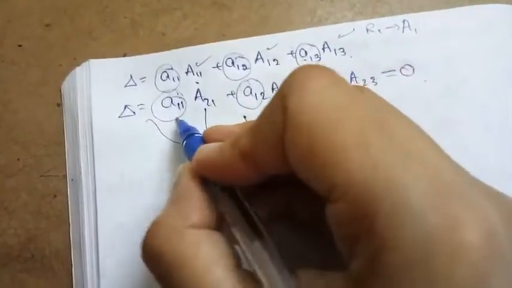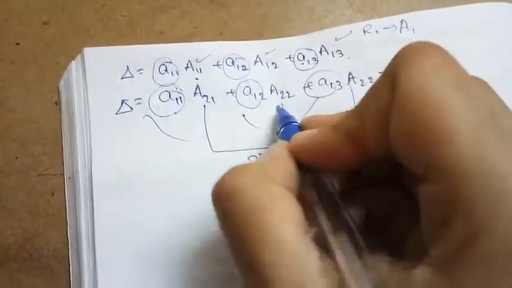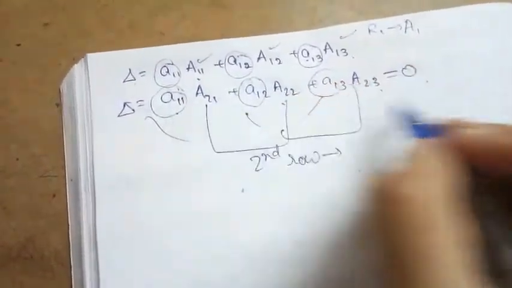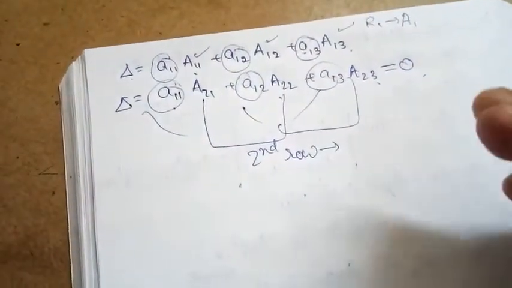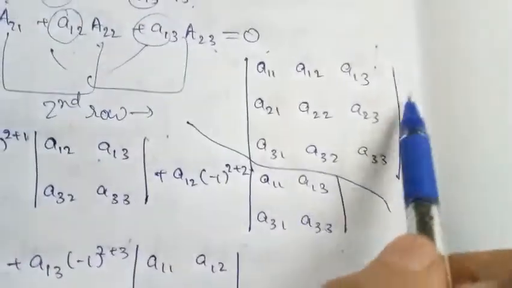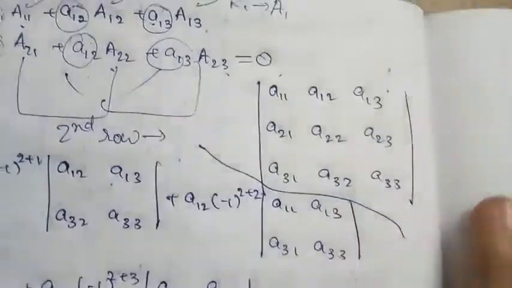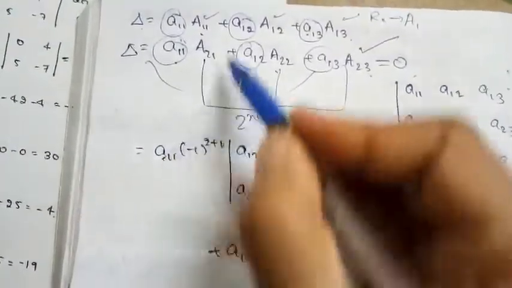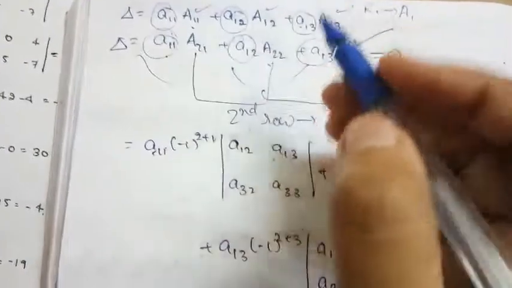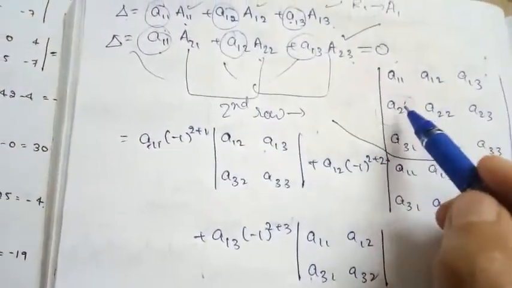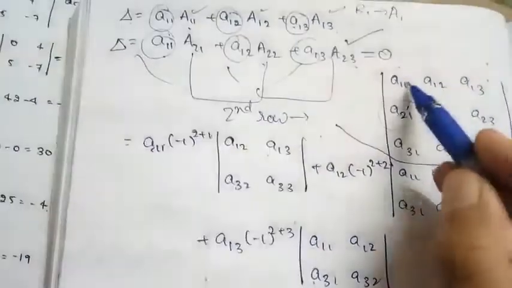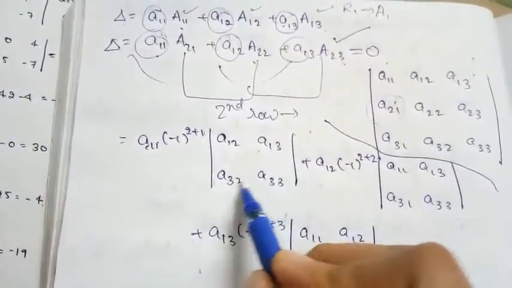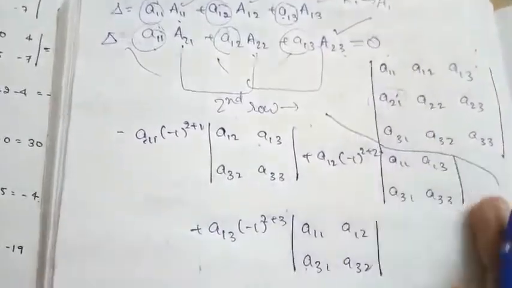If we multiply the elements of a row with the cofactors of a different row or column, then the value is equal to 0. Now you can see here a determinant of order 3. Going along with the second equation, A11 times the cofactor of A21, which is obtained by deleting the row and column containing A21. The remaining elements are A12, A13, A32, A33, with minus 1 to the power 2 plus 1.